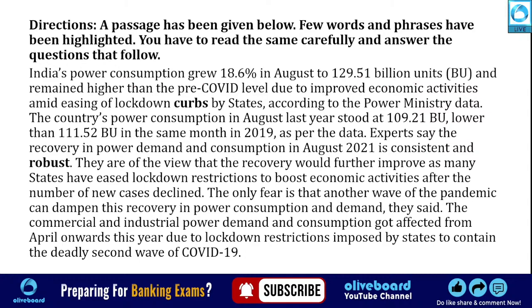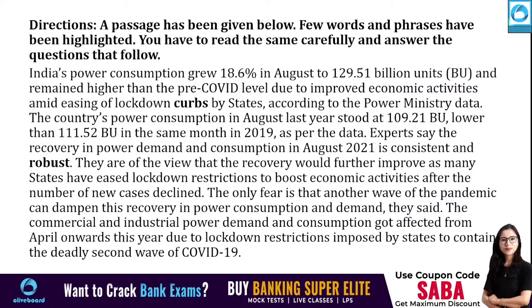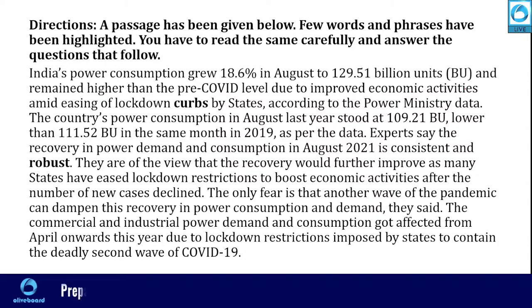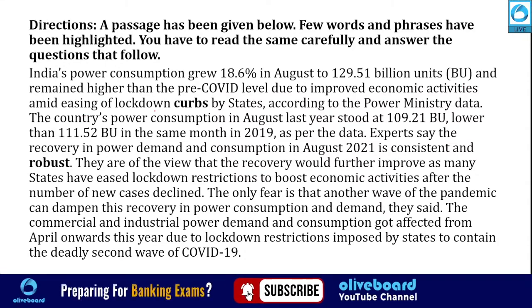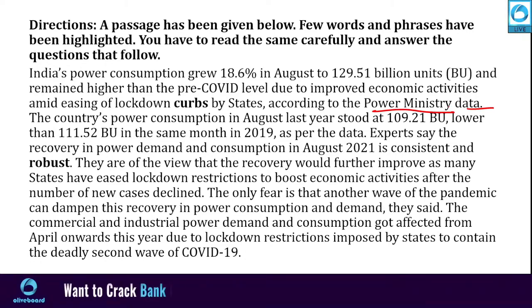Now listen, India's power consumption grew 18.6% in August to 129.5 billion units and remained higher than the pre-COVID level due to improved economic activities amid easing of lockdown curbs by states, according to the Power Ministry data. Now, this is the data presented by Power Ministry.